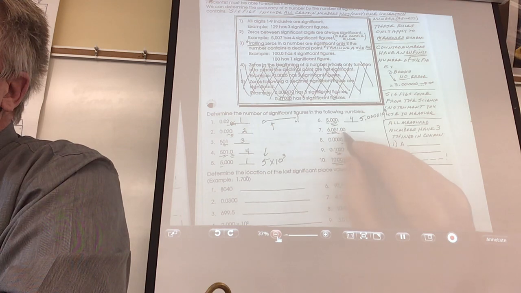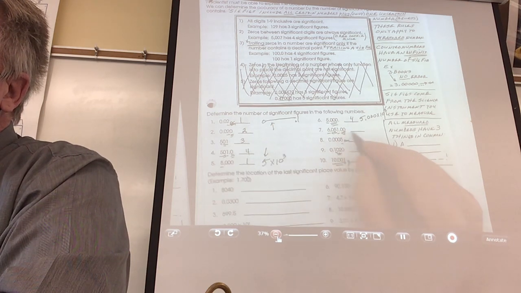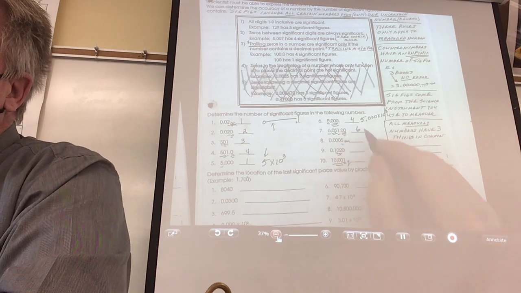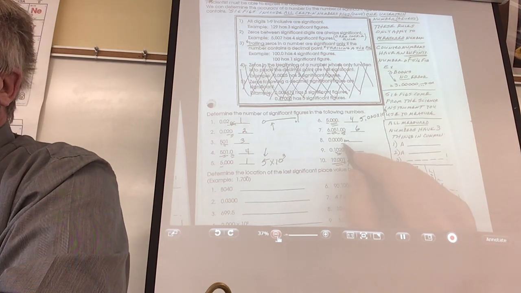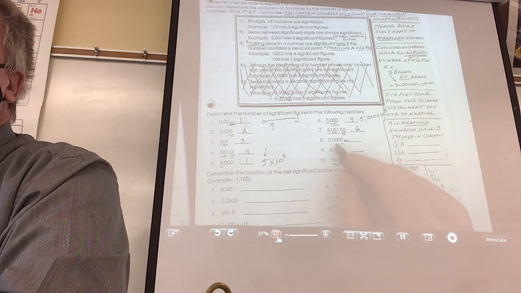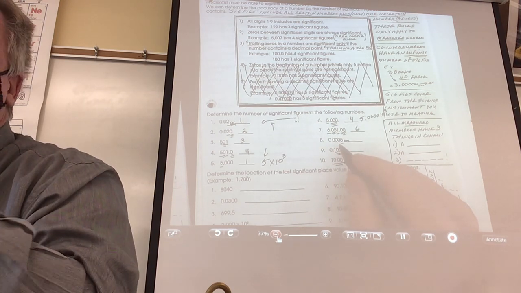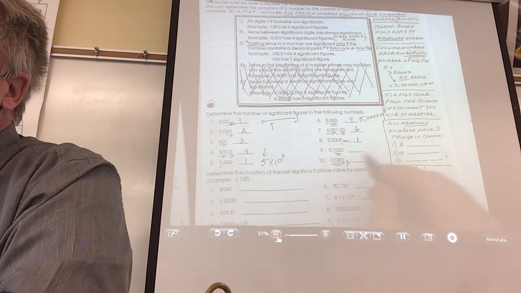How about these trailing zeros? They come after the 1. Are they in? Yeah, there's a decimal. 1, 2, 3, 4, 5, 6. 6 sig figs. How about this one? Why are you looking at these zeros? Why? What rule says these zeros are in? Not 1, not 2, not 3. I think I'm done.